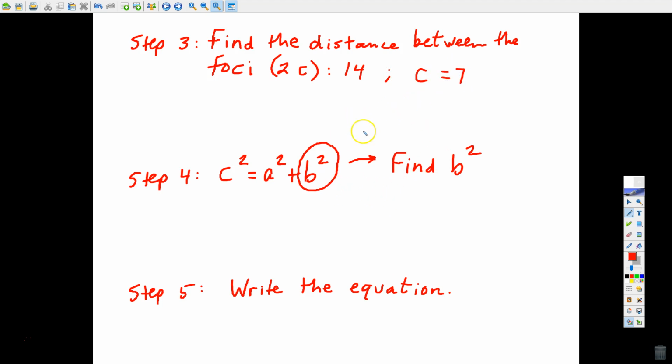Now that you know what a is, which is 4, and what c is, we can go to our Pythagorean theorem formula and solve for b squared. So c squared, 49, is equal to a squared, which is 16, plus b squared. And 49 minus 16, of course, is 33. So now we know what a squared is and we know what b squared is. And now we're ready to write the equation.